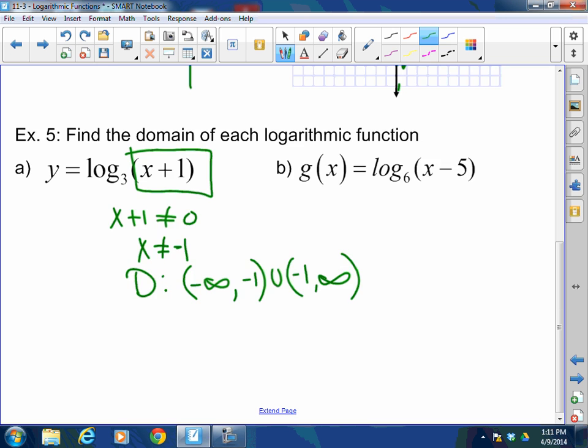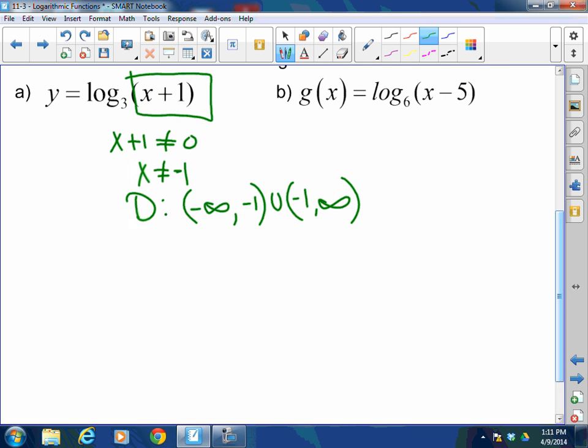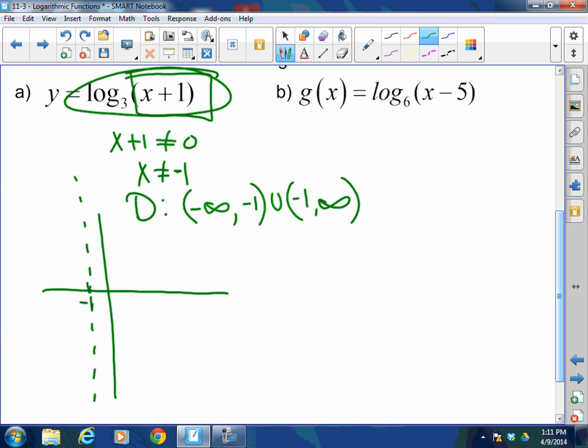And just for giggles, if I wanted to graph this, my brothers, check it out. My vertical asymptote, negative 1. Let's set this up into an equation. This is 3 to the y power equals x plus 1. Let's make a table. Can y be 0? No, actually, y can be anything it wants. So yeah, y can be 0 in this case. And I could go 1, and let's go 2.